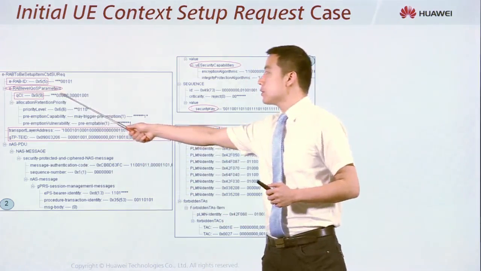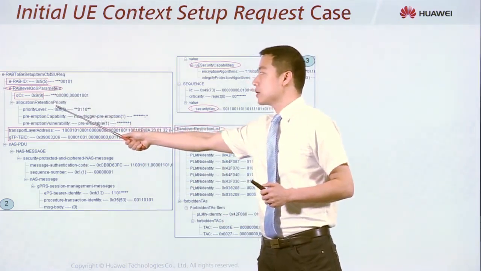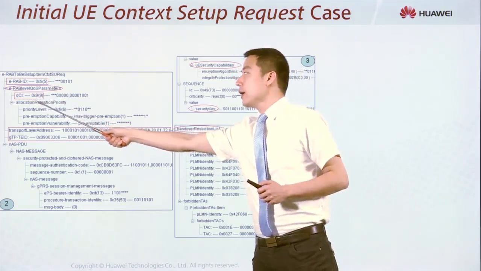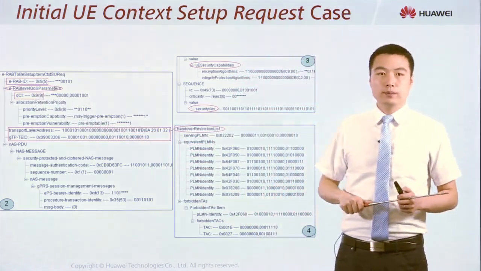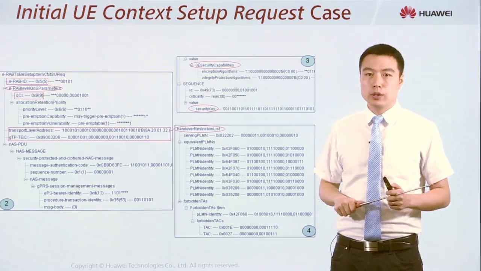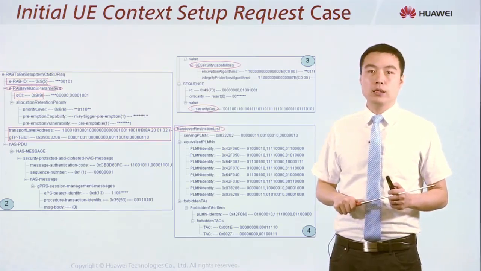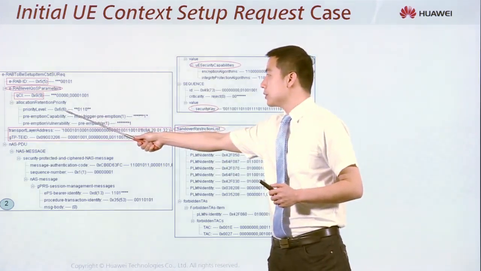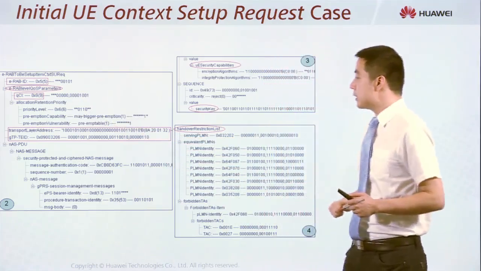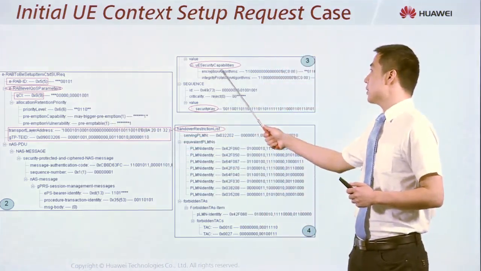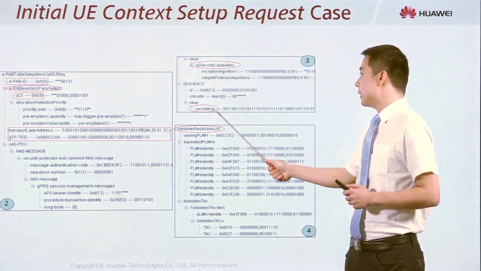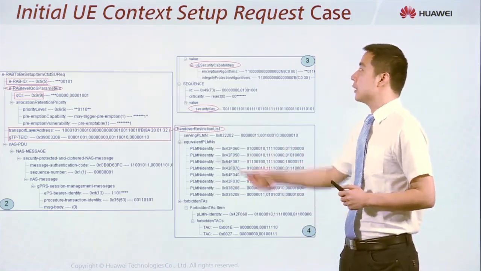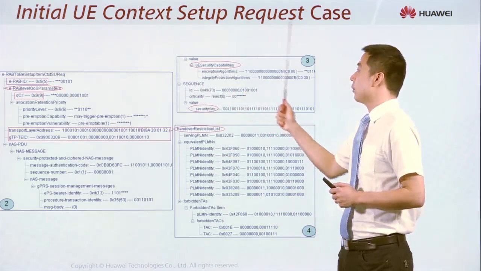And besides the QCI information, we can also see some other QoS information. For example, here, allocation retention priority, we call it ARP for short. ARP actually is the priority for the users. We set the ARP for different users in the HLR. In this example, the priority for the user is 6. Also, we can see some other parameters like the UE security capabilities, the security keys, and the handover restriction list. All of this information is included in the initial UE context setup request.